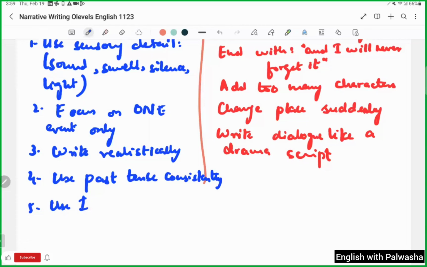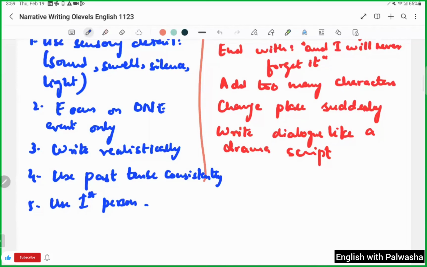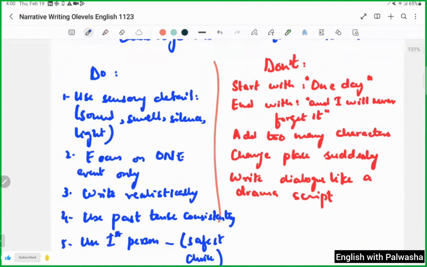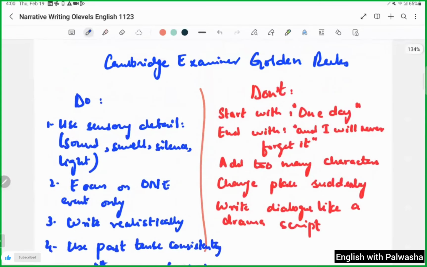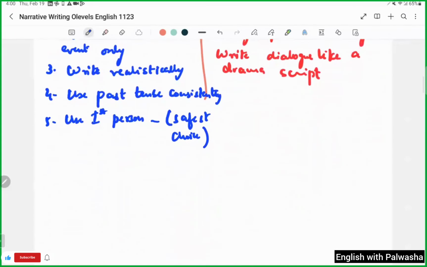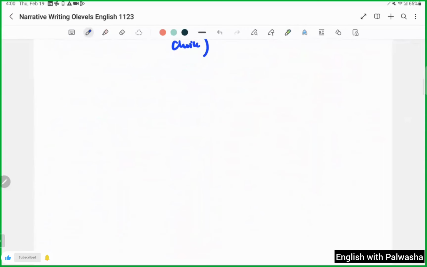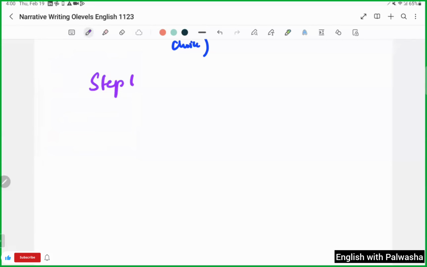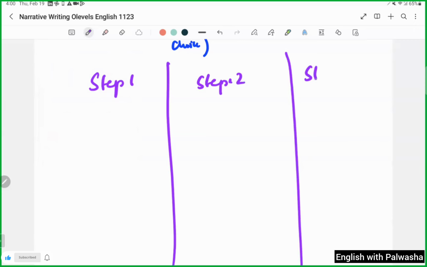Use first person. Students always ask me, can we write in third person? Please don't. It is the safest choice to write in the first person, right? Because then they can easily keep their stories smooth. They can write it, end it, and it is going to be understandable as well. These were some do's and don'ts which I had to discuss. Now, there are three steps which I want to discuss: step one, step two, and step three will also be on the same page, which you need to see.